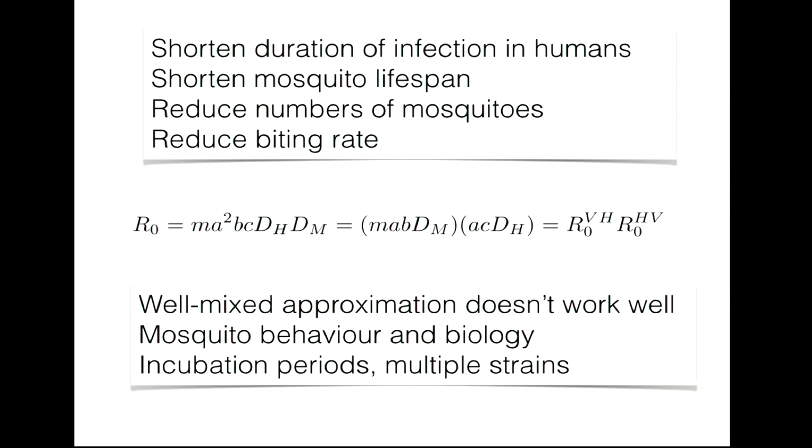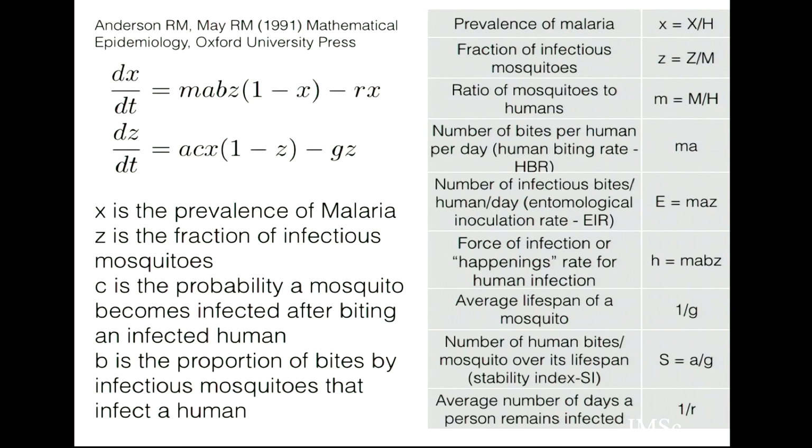Just some general points: the well-mixed approximation that goes into these equations doesn't necessarily work very well, partly because mosquito breeding grounds are not well-mixed. They are in specific areas. Mosquito behavior and biology enters much of these quantities. They are not described explicitly here, but more refined models must certainly account for them. Incubation periods, multiple strains, etc. These are all quantities that are important when we think about how malaria is transmitted between individuals.